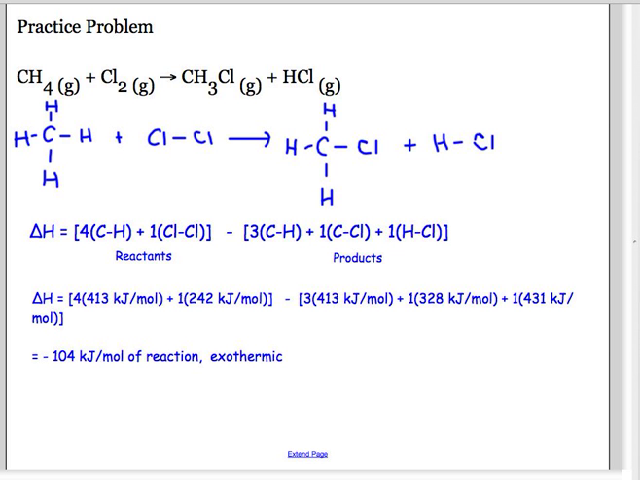All I did here is go to my chart and find how much energy it takes to break a carbon to hydrogen bond, and I plugged it in. How much does it take to break a chlorine to chlorine bond? Plugged it in. Make sure you're very careful with the negative sign, because it does have to distribute through all of these. What you should get at the end is negative 104 kilojoules per mole of reaction, and this indicates it's an exothermic reaction. So the bonds being formed release more energy than the amount of energy that had to be put in to break the bonds for this one.